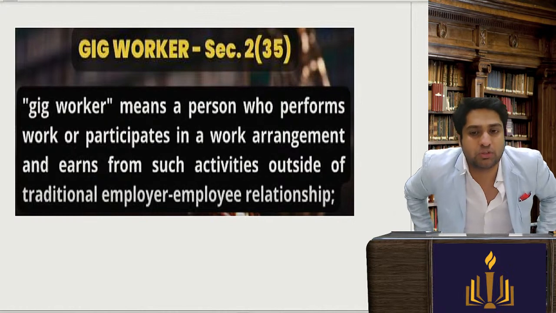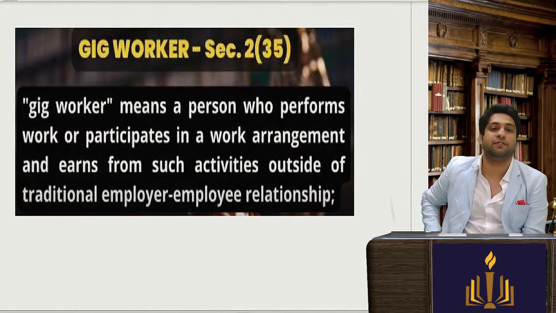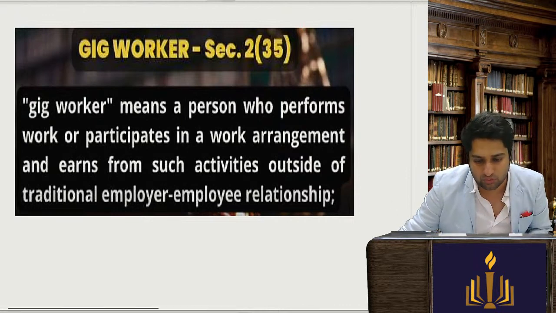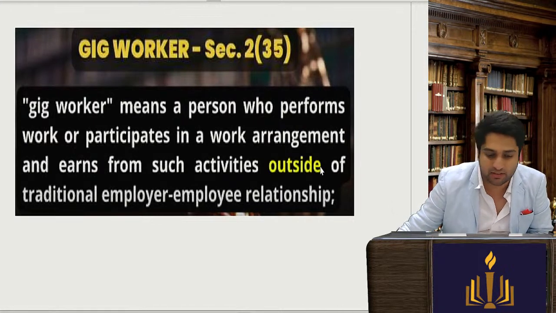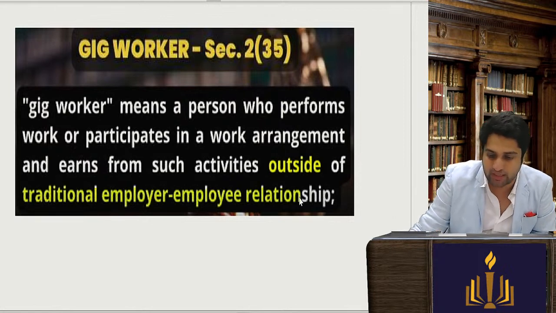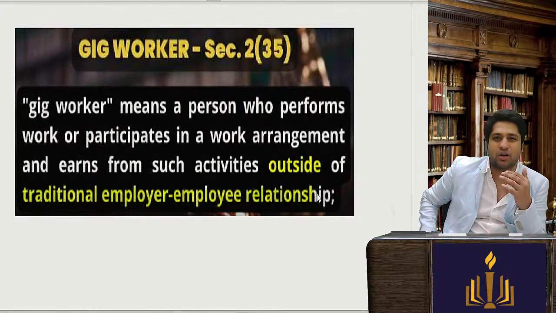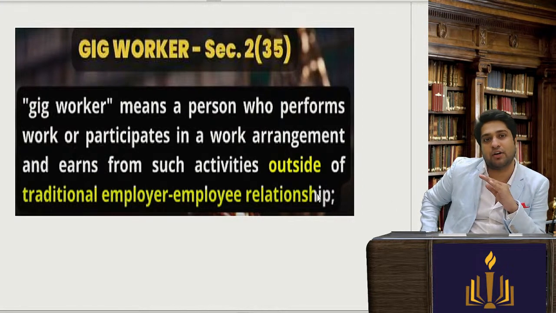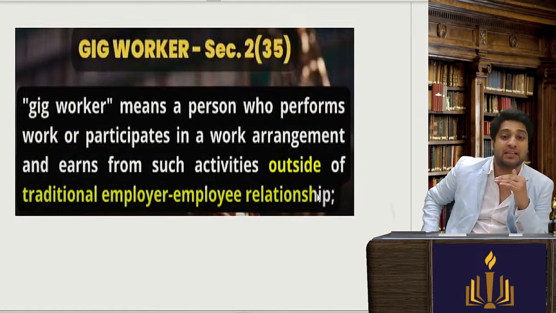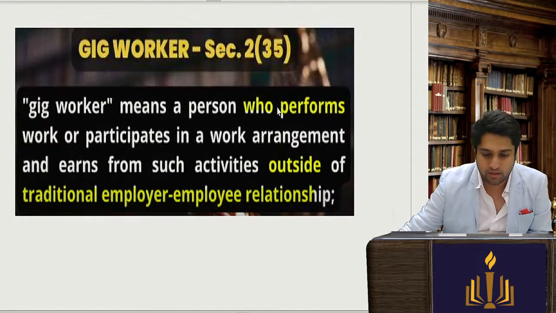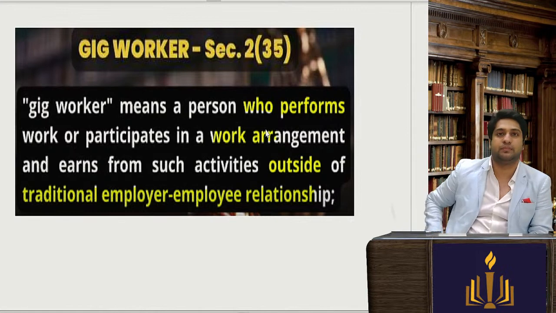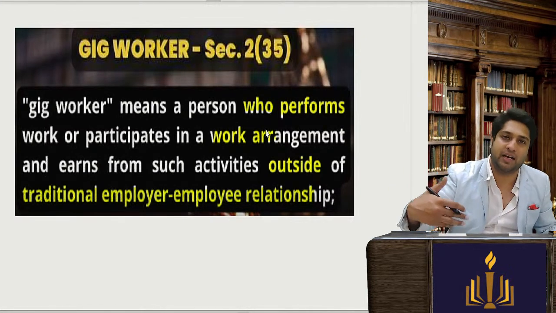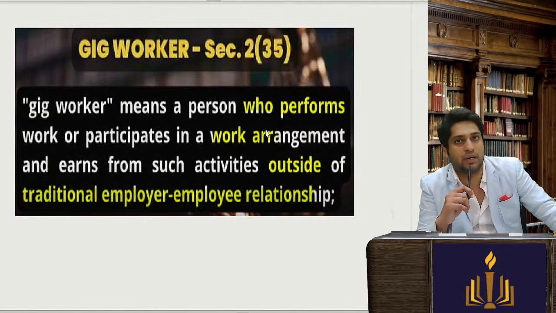So section 2, subsection 35 defines what is a gig worker. A gig worker is someone who is outside the traditional employer-employee relationship. That means they are not having an employer-employee relationship. They are outside of that. But they help perform certain work. They are helping perform or complete certain tasks, but are outside the traditional employer-employee work relationship.